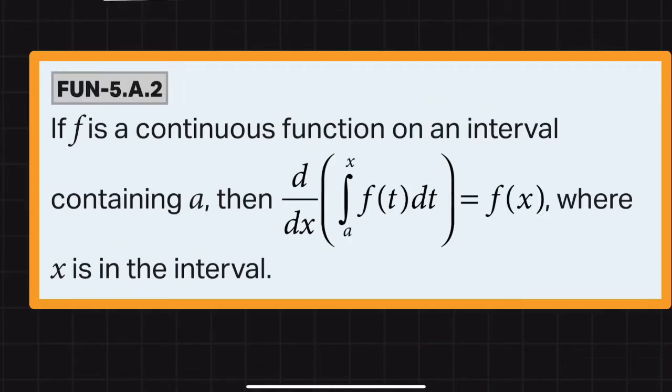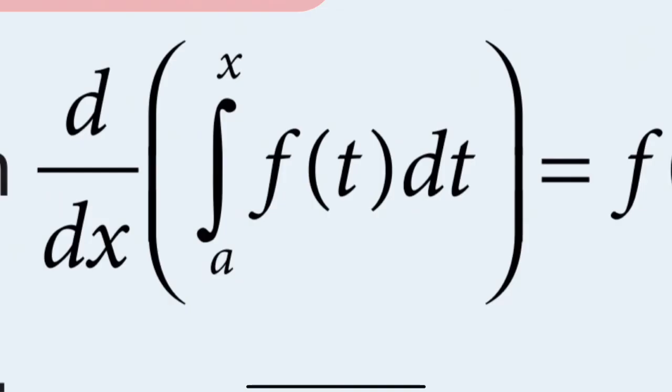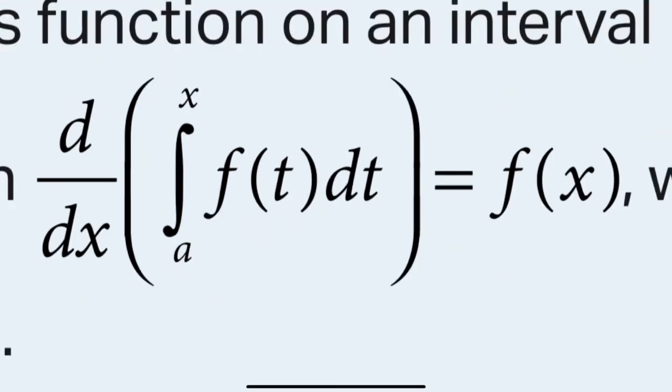Well, in order to use the second fundamental theorem of calculus, we want to make sure that f is a continuous function and that the integral that we're taking the derivative of has a constant on the lower boundary and a variable on the top boundary. If all that's true, then we can just plug that top boundary in for the t inside the function, and that would give us f of x.